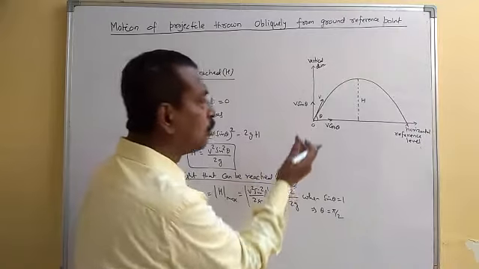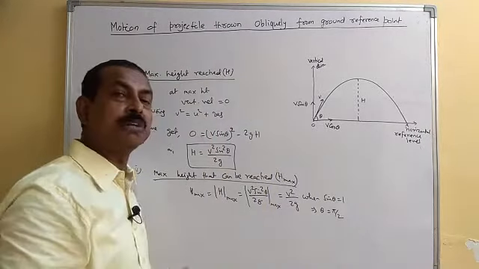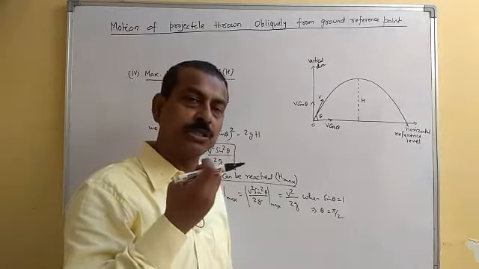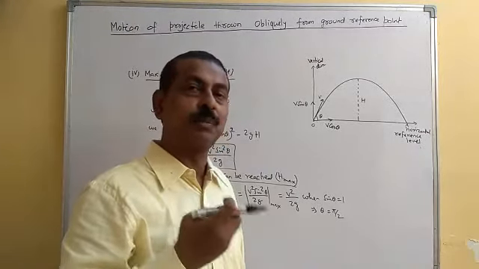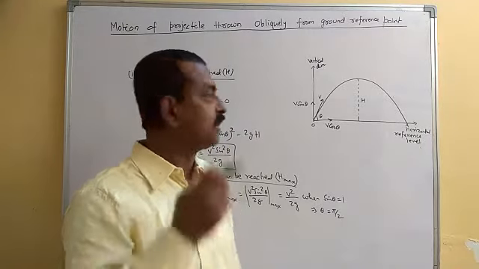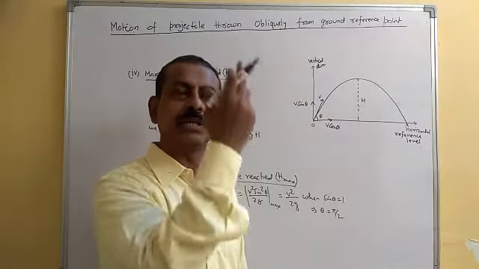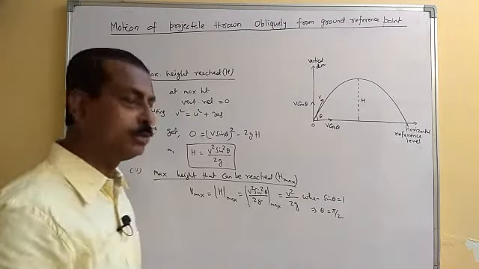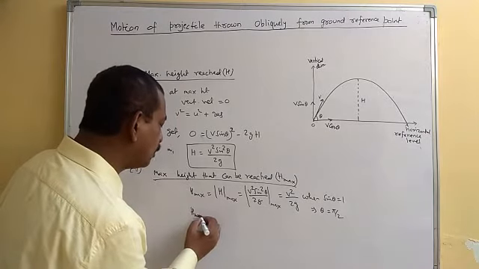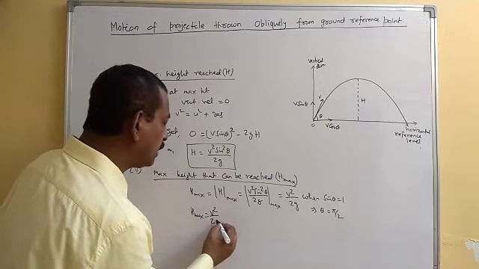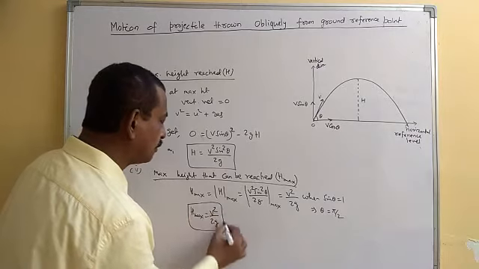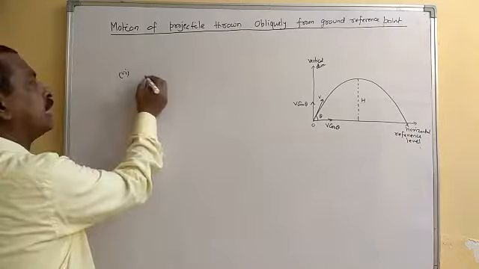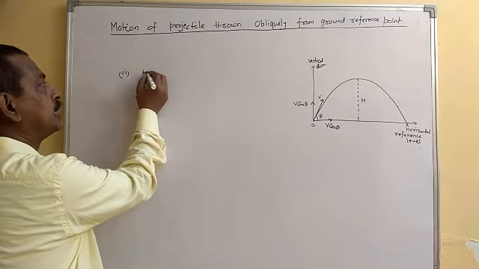So that means the body should be projected exactly in the vertical direction. If you want a body which is thrown with velocity v to rise up to the maximum height, then it should be thrown exactly in the vertical direction. Then it will rise up to a height which is v square by 2g. So h max value will be v square by 2g. This is the maximum height up to which the body can rise. Next is horizontal range.